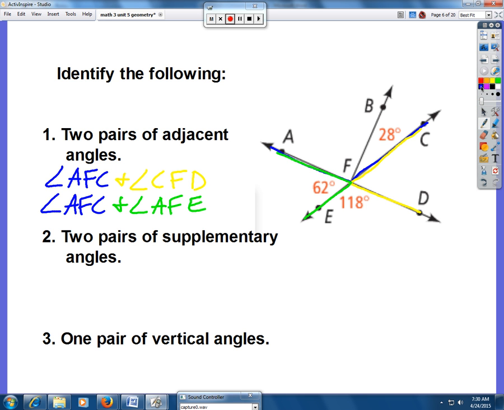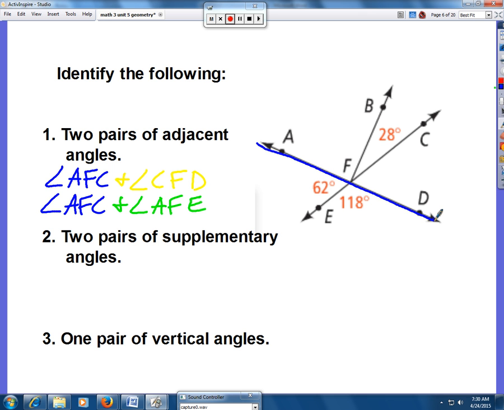Now going down to the next question, two pairs of supplementary angles. Supplementary angles add up to 180 degrees. So I need two angles that add up to 180 degrees. And the way to spot that is to take a straight angle, because I know that's 180 degrees, and find two angles that make up that straight angle.